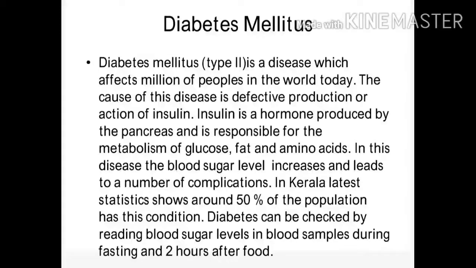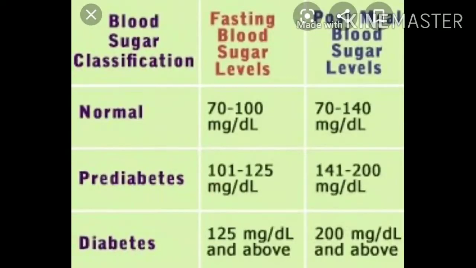In Kerala, latest statistics show around 50% of the population is suffering from diabetes or a pre-diabetic condition. Diabetes can be assessed by checking a blood sample. Under normal condition, under fasting, blood sugar levels should be 70 to 100 mg per deciliter.